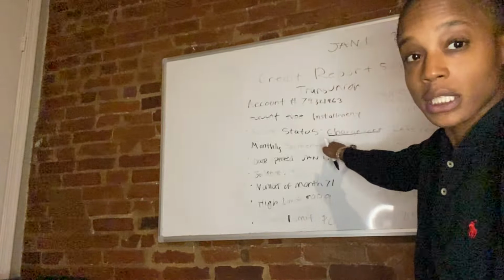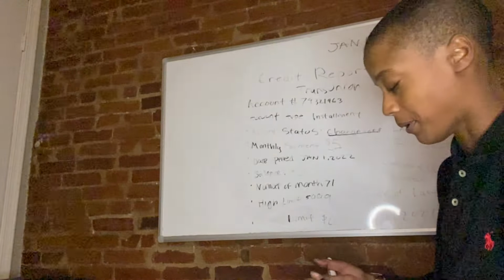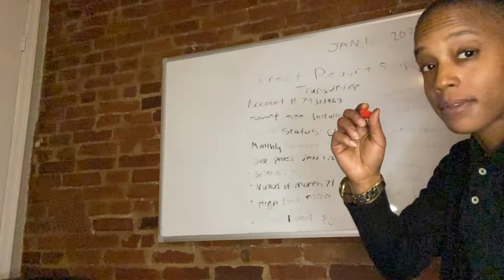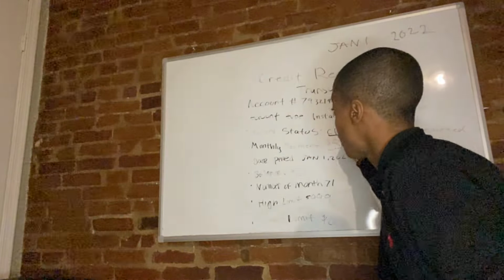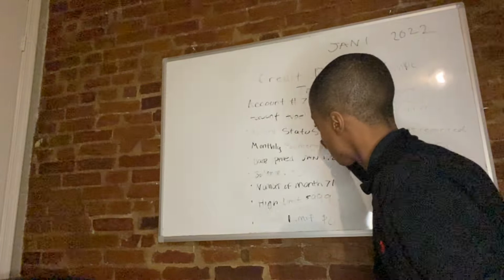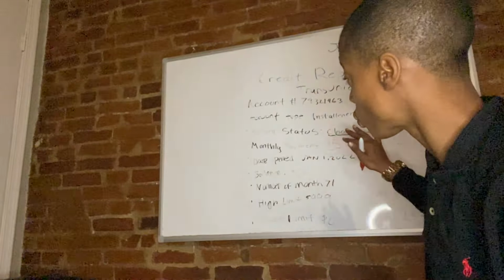The first issue with this is that a charge off or a collection should never have a monthly payment. So that's where the red marker comes in. Big red flag. The monthly payment should always be $0. Should always be $0 on a collection or charge off.